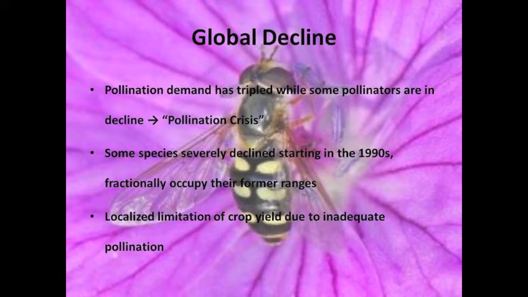In North America, some formerly abundant and widespread species such as Bombus terricola and B. occidentalis underwent severe declines from the late 1990s onward and now occupy only a small fraction of their former range. 75% of our crop species benefit from insect pollinators. The demand for insect pollinators in farming has tripled during the same period.